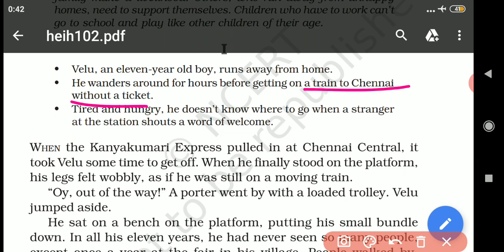Let us see. Tired and hungry. Why was he tired and hungry? For the first time he was traveling in a train to Chennai, maybe, and he was getting tired because he did not have a confirmed ticket. When you travel in an unreserved class, when you do not have a confirmed ticket, my dear children, and try to travel a long distance, you must have experienced the humiliations that you have to face from others.